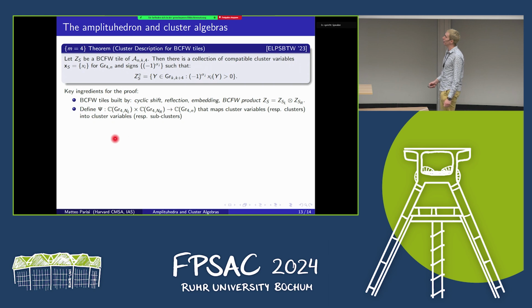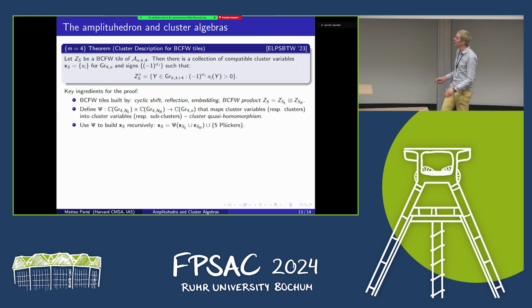The main point is that we can define a map from the two smaller Grassmannians associated to these two smaller tiles into a bigger one associated to the bigger tile. This map sends cluster variables into cluster variables and clusters into subclusters. So we show basically that it's a cluster quasi-homomorphism. Then, using this psi map, we can build this collection of cluster variables for the big tile recursively by applying this map to the collections of cluster variables for the smaller ones.